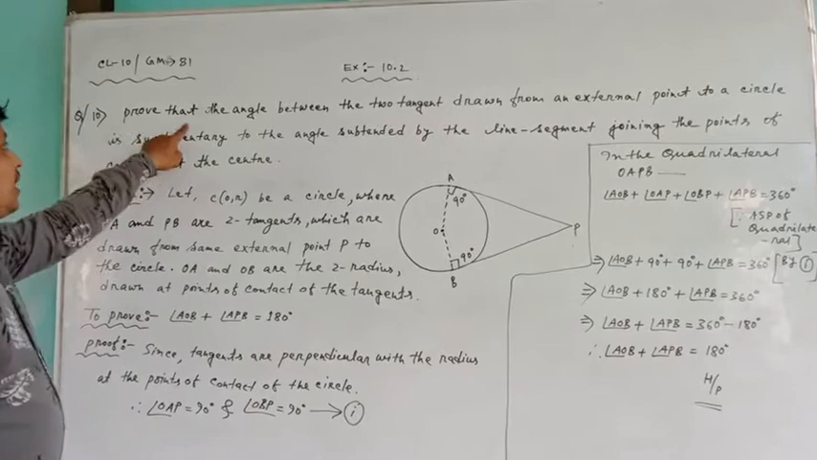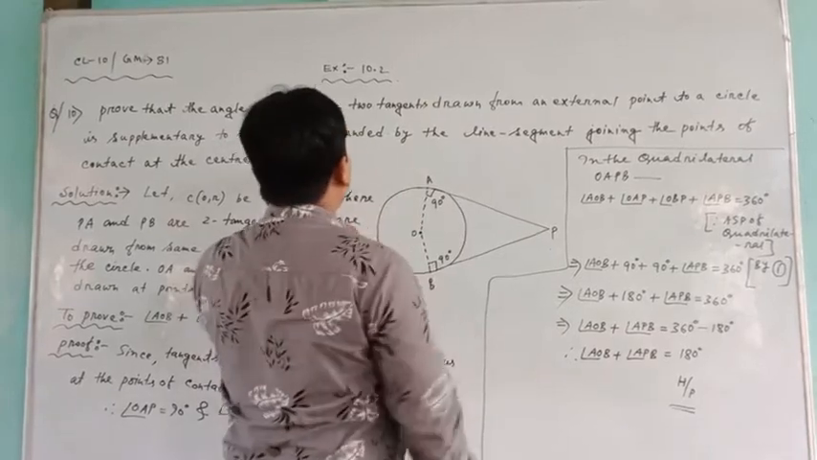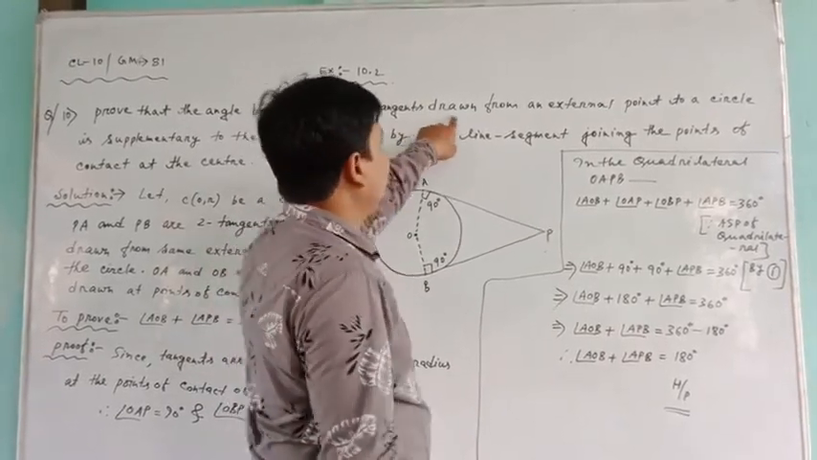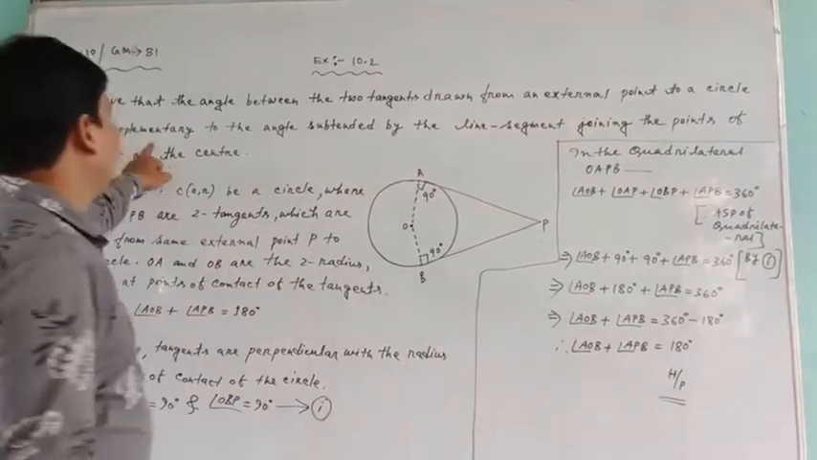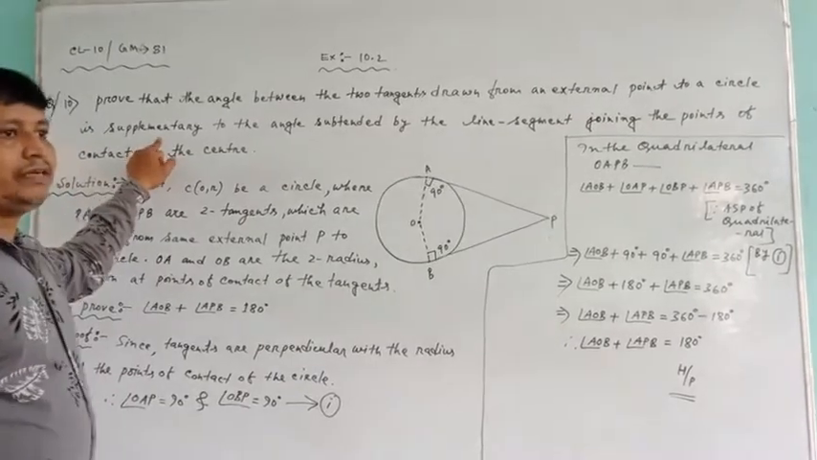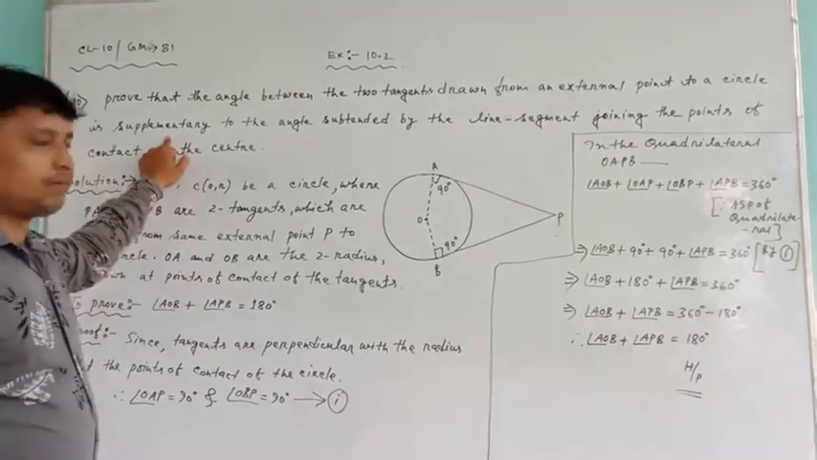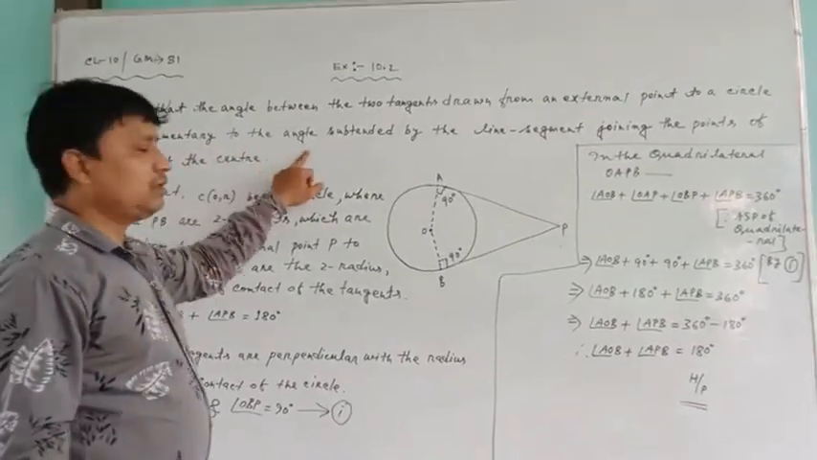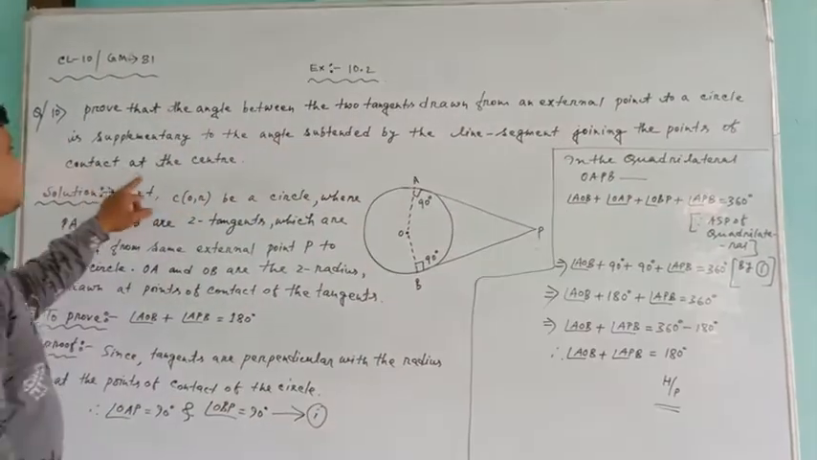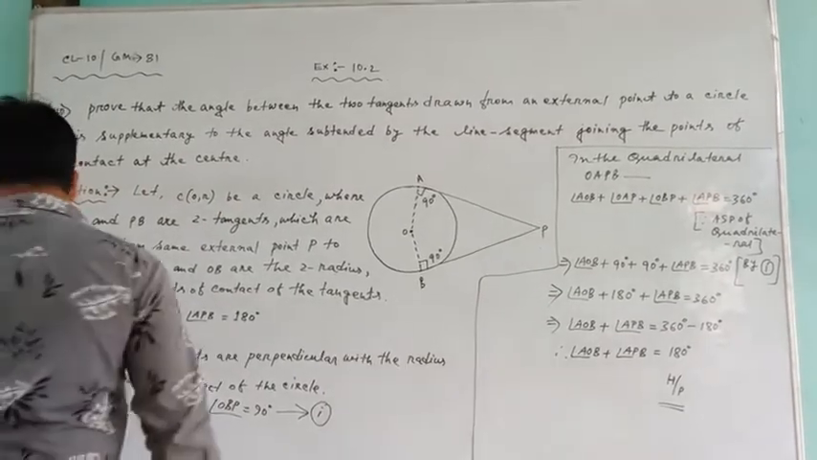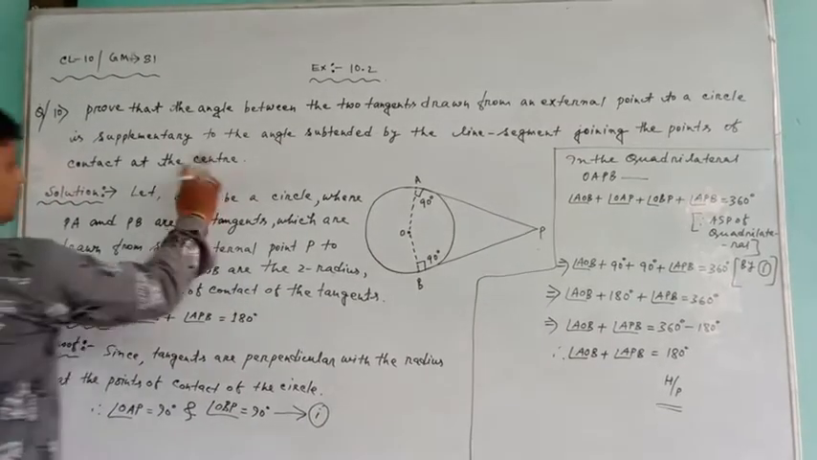So here it is written: prove that the angle between the two tangents drawn from an external point to a circle is supplementary. Supplementary means 180 degrees. Two angles whose sum is 180 degrees are together called supplementary. Supplementary to the angle subtended by the line segment joining the points of contact at the center. Points of contact at the center, not the circle, at the center.